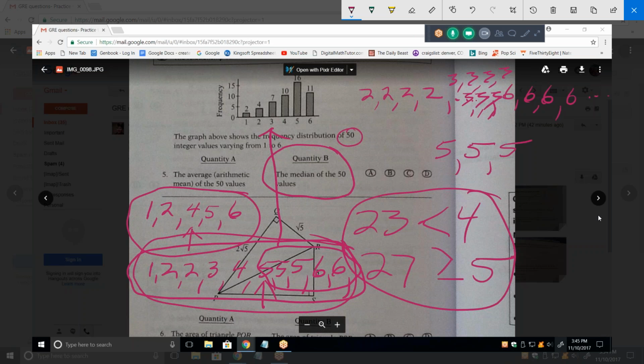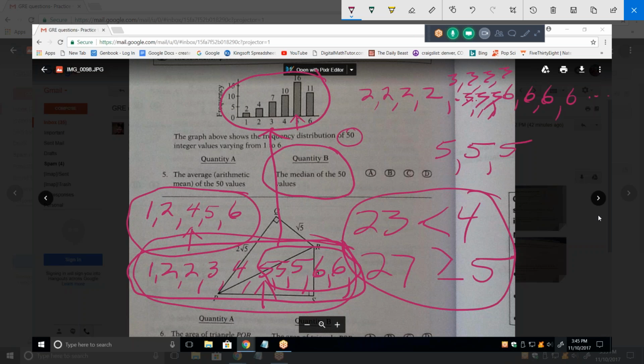So if we had to just come up with any 10 numbers, we wouldn't be able to tell which was higher. But the fact that they give us this picture definitely spots the median at 5, without a doubt. And then the only thing we have to figure out is, can the average be above 5?